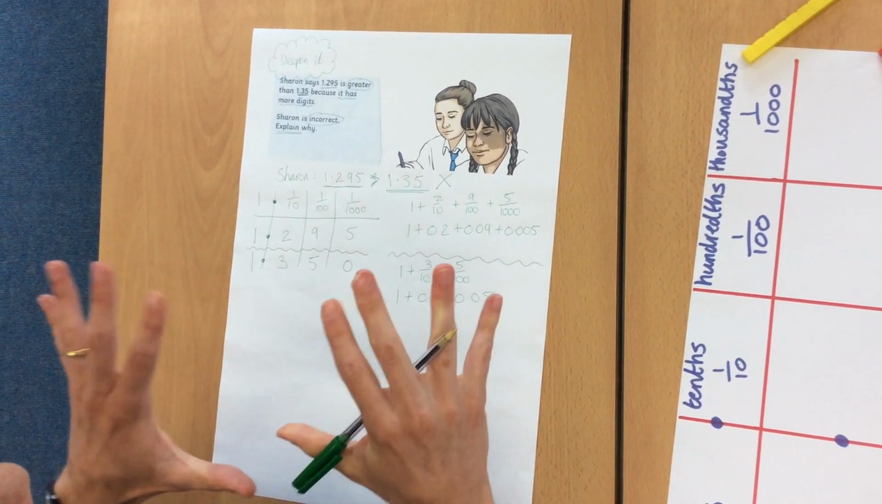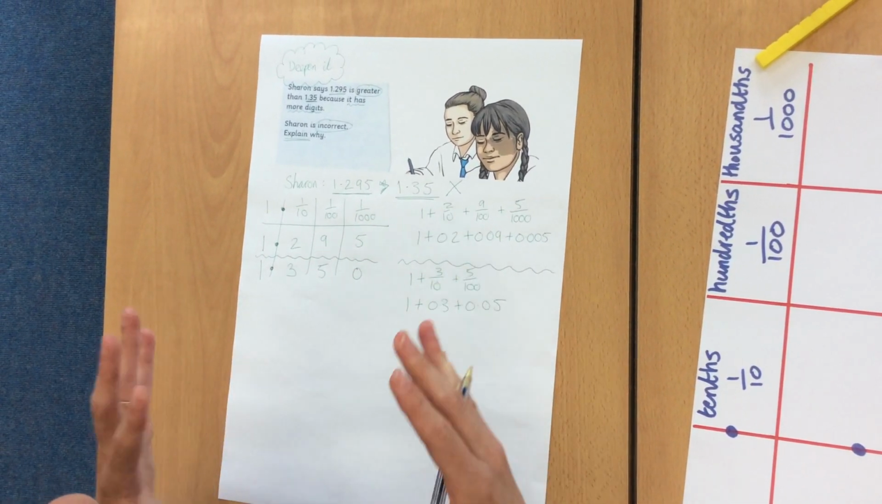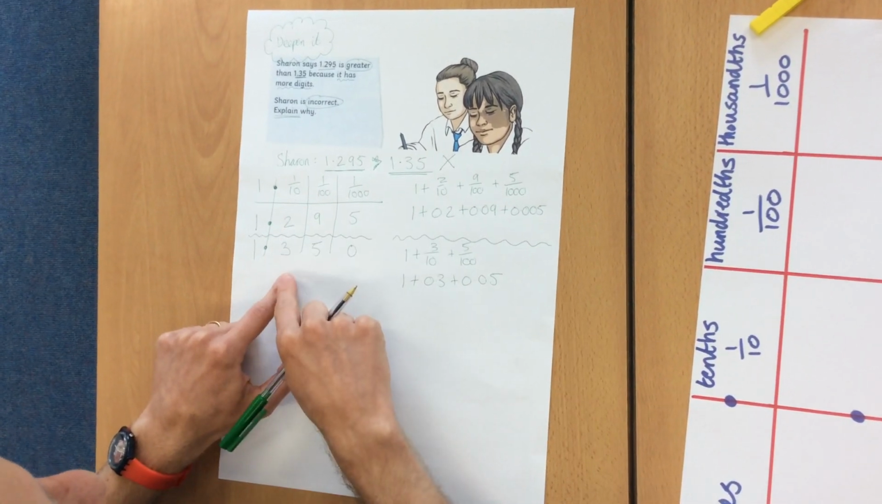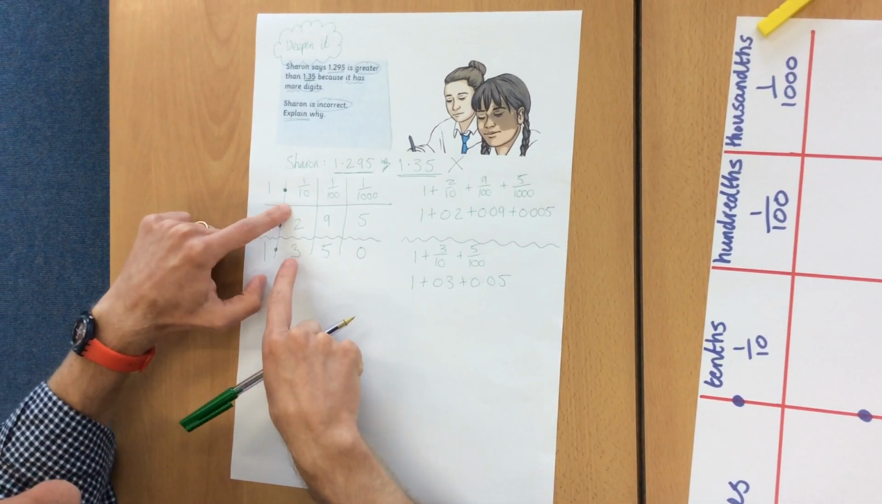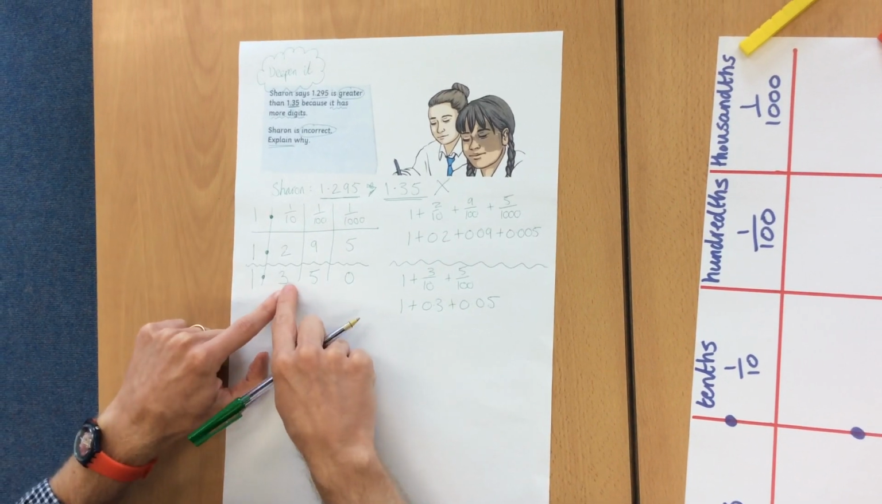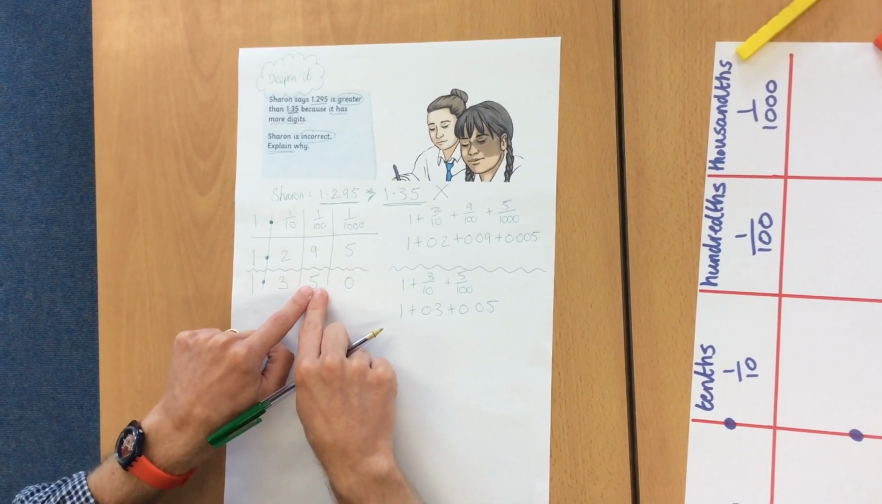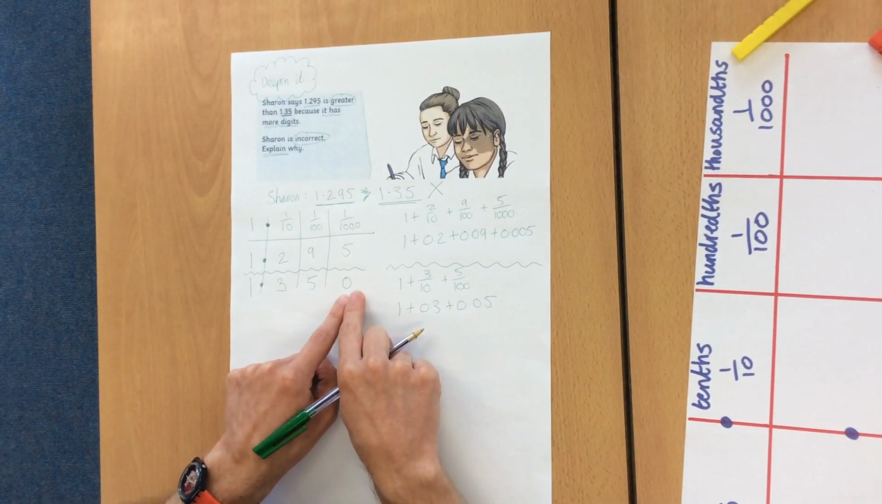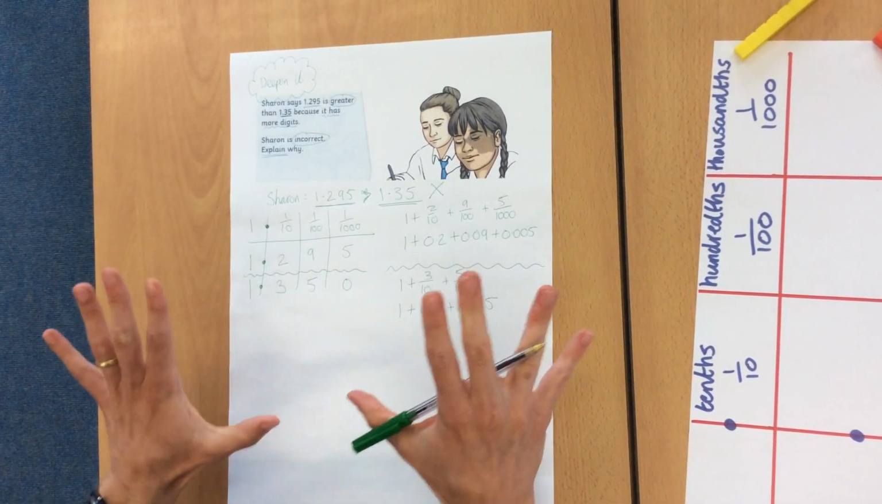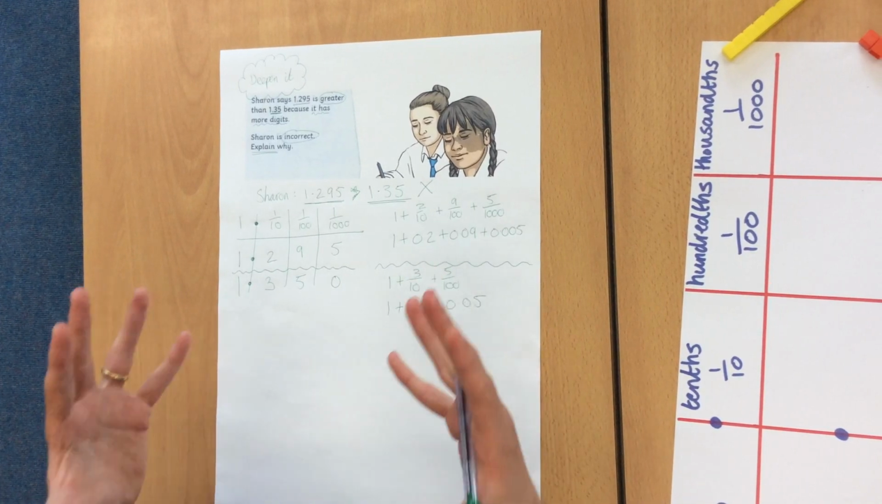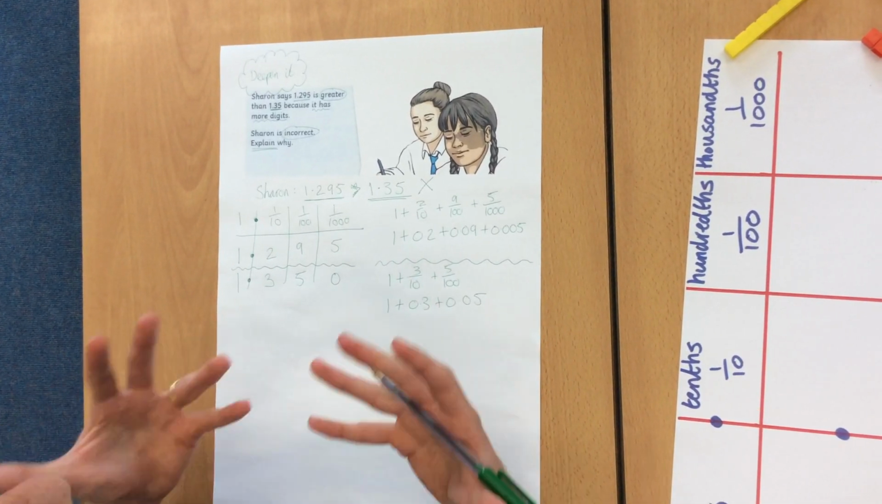Right, now I've explored both of these decimals. I've done a little bit of comparing as well. I've got the same ones. My tenths are different. I've got more tenths here than I have here. But my hundredths, I've got more hundredths here than I have here. And I've got absolutely no thousandths there at all. So let's just keep all that information in our heads. But I need to decide which of these two decimals is greater.